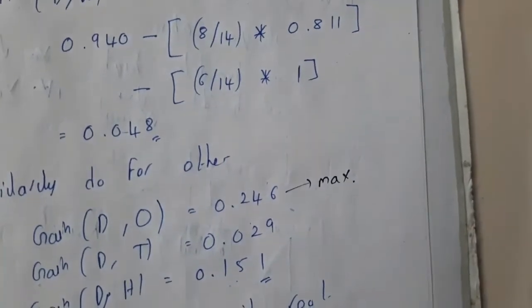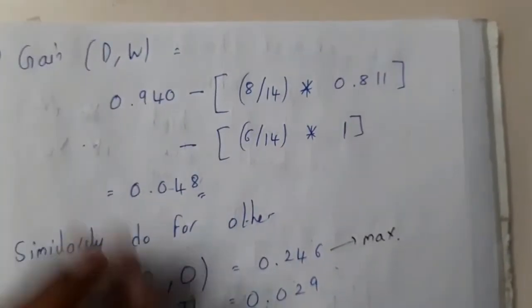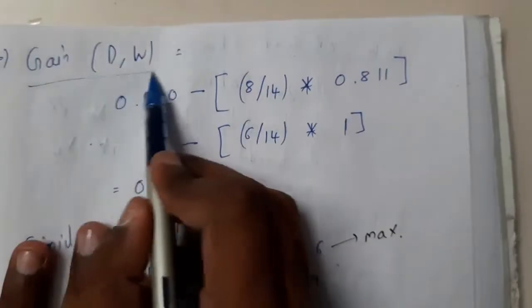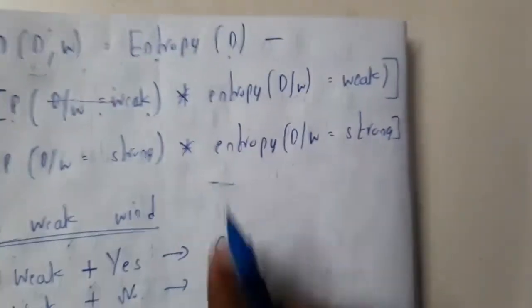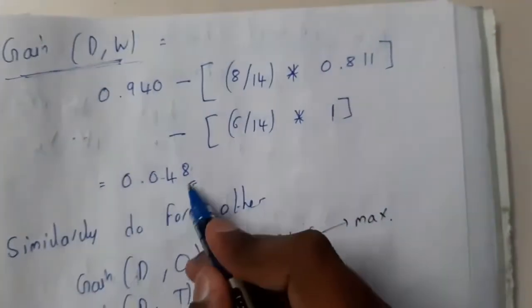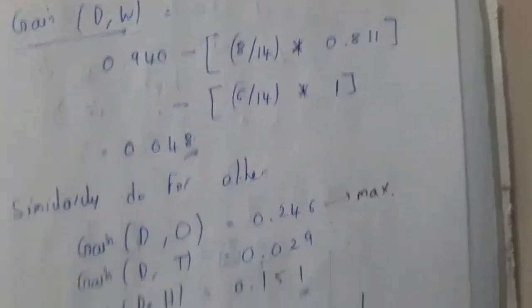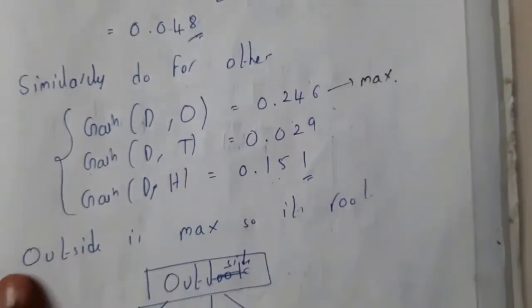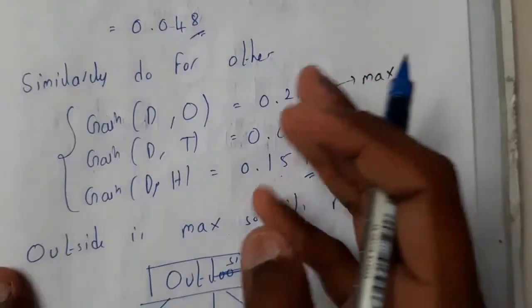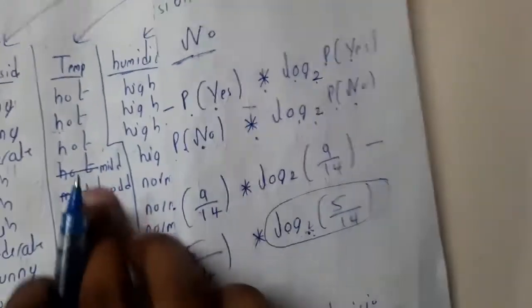Okay. So this problem is really complex, guys, because we are having 14 entries with 5 different rows. So you will be calculating the final gain by using this formula. You'll just be substituting the values. So we got 0.048. Okay. Similarly, you will be continuing for all the rows, guys, like for outside, temperature and humidity. So at the end, you'll be getting these kinds of values.